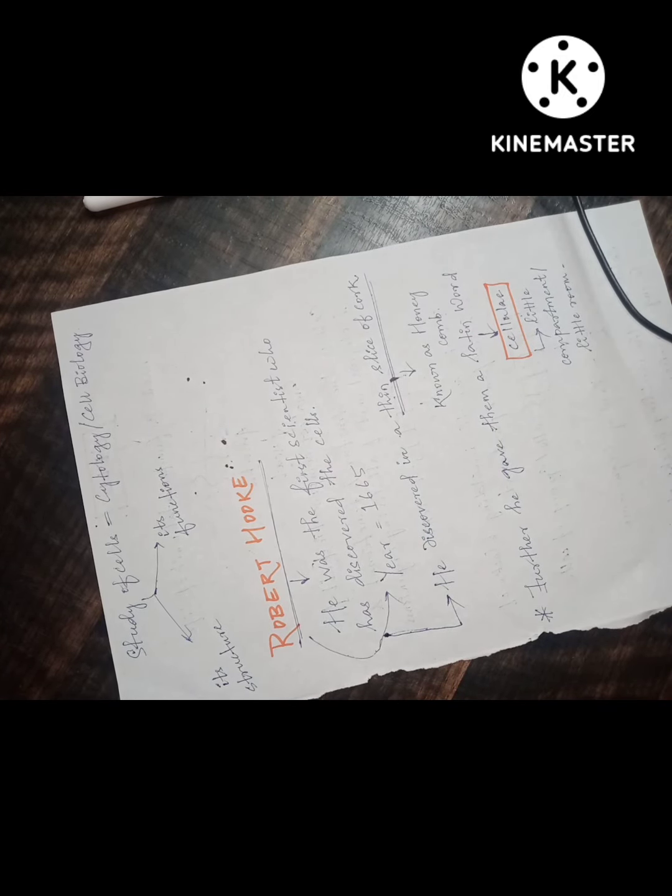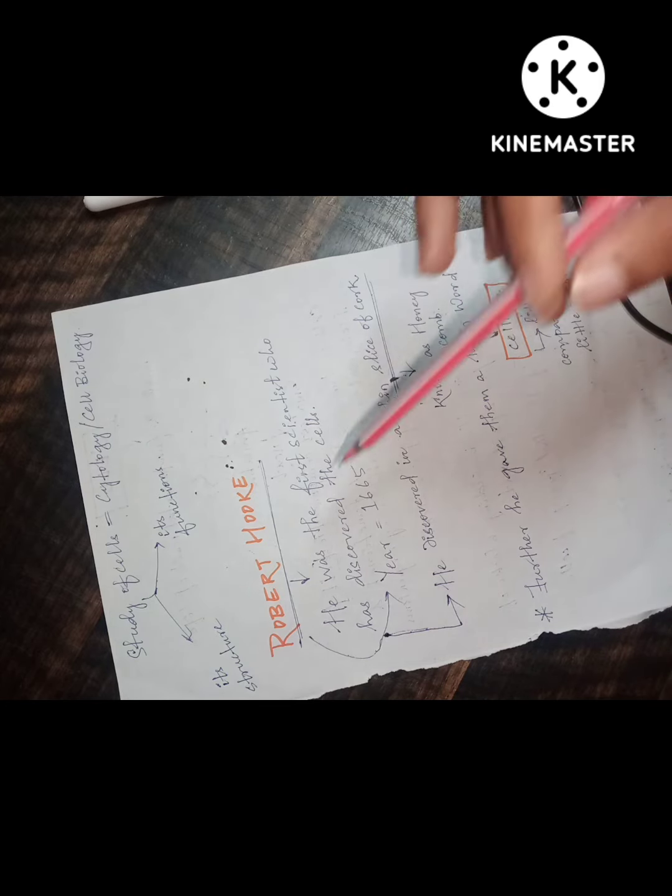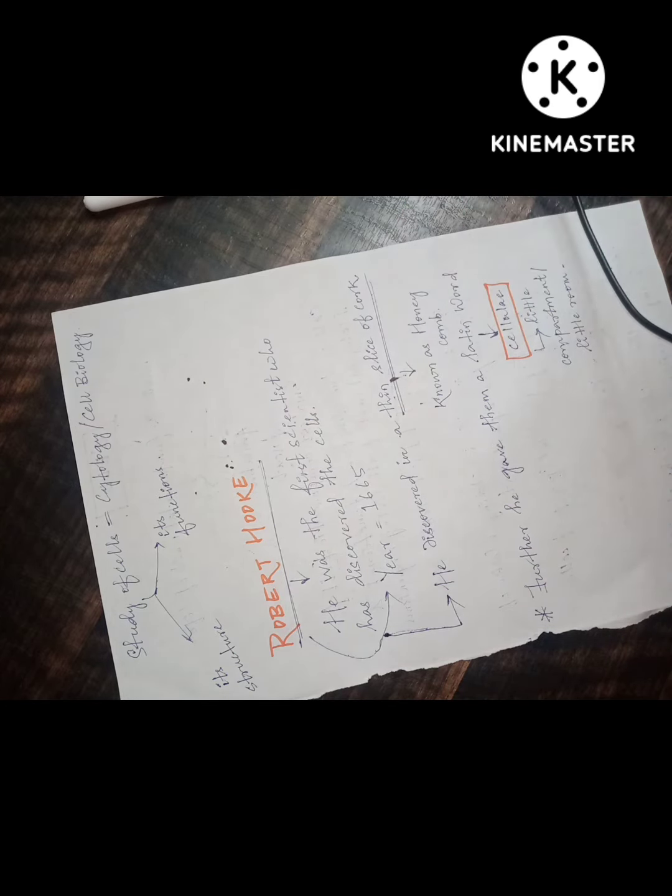In the study of cells we read about the cell structure, about the cell function, what structures the cell has and what functions the cell performs, and who was the scientist who discovered the cell. Robert Hooke was the famous and first scientist to discover the cells, and he discovered them in the year 1665. I have told that he discovered the cells in a thin slice of cork, and he named that thin slice of cork honeycomb.